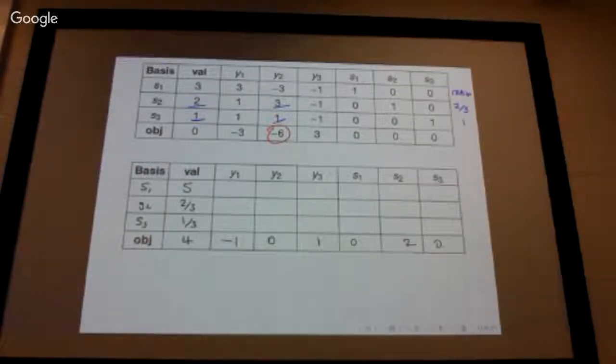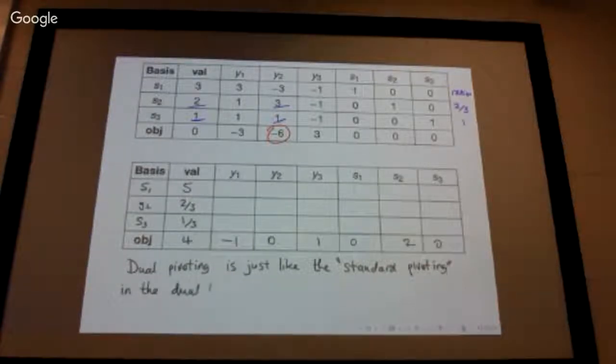What this means is that what we call the dual pivoting is really just like the usual standard pivoting in the dual problem, or in the dual LP. And that's why it's called dual pivoting.